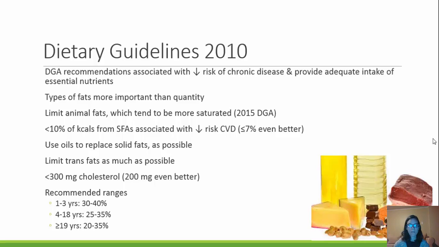So we have a higher proportion of calories from fat in younger ages because they need these for brain development and growth, but as we move toward adulthood, our recommended ranges are just 20 to 35% of calories from fat.